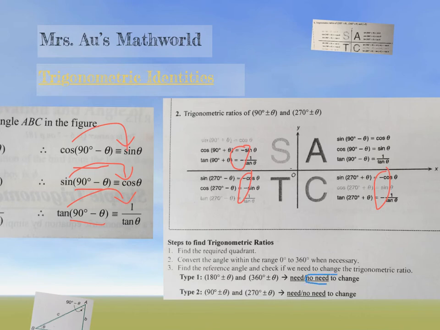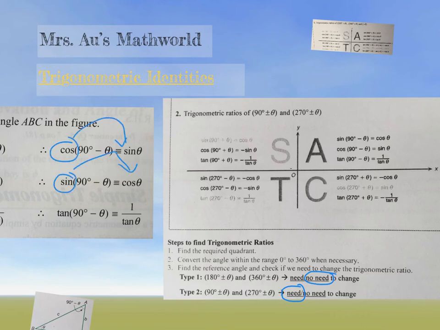Okay, so I hope you still remember last time we discussed type 1. If I want to change it to an acute angle, then for type 1 we have no need to change it. But for type 2 we actually need to change. Alright? And the rule for type 2 is cosine goes to sine, sine goes to cosine, tangent to 1 over tangent, no matter if you see 90 degrees plus or minus theta or 270 degrees plus or minus theta.